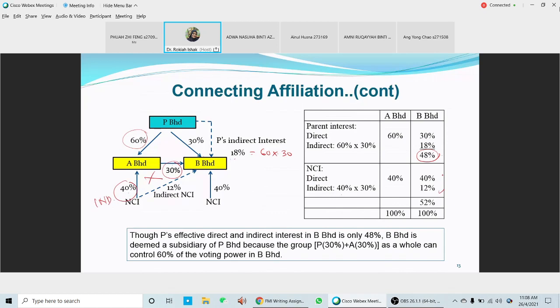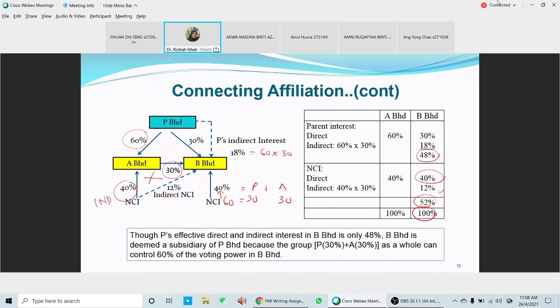Okay, and then in B, NCI has 40%. Where does 40% come from? Parent has 30%, and then A has another 30%. So altogether 60%. So the portion for the NCI here will be 40%. Okay, that is what we have. So 48% here, and make sure that when you total up, parent and NCI here should be 100%.